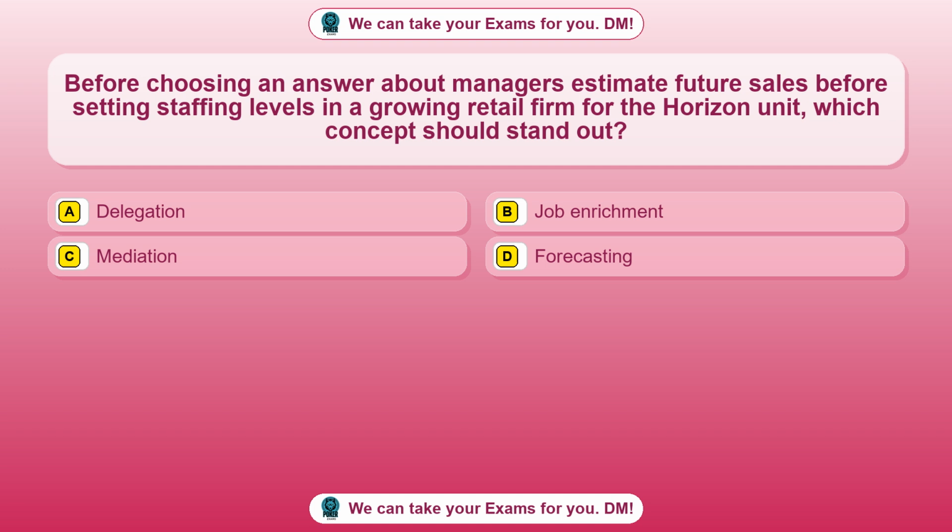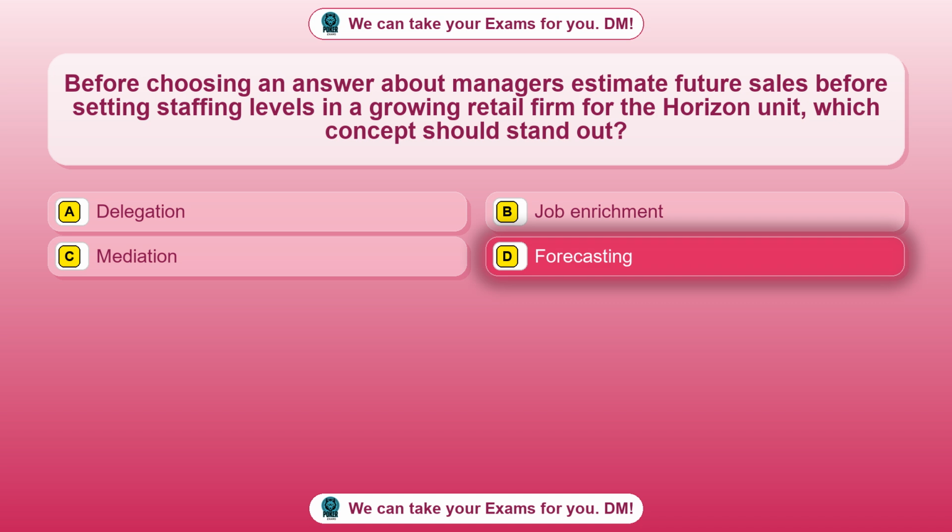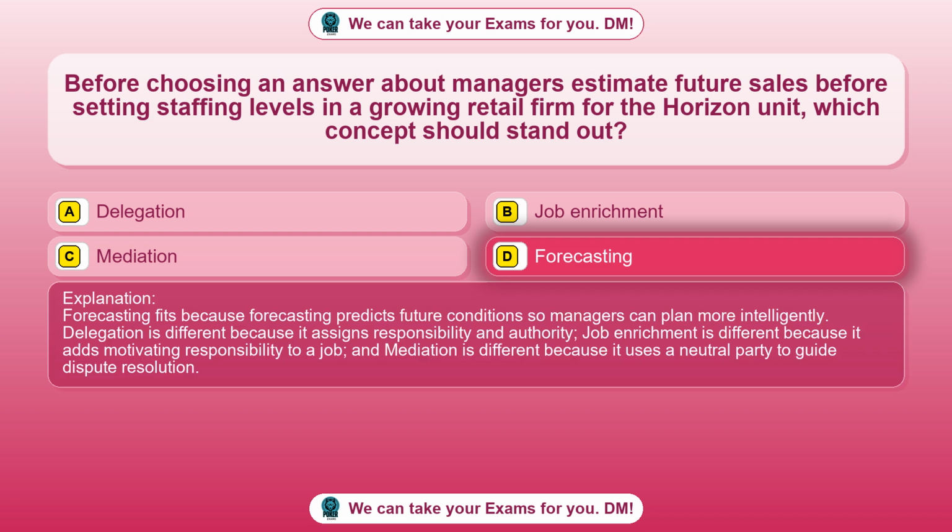Option A, delegation. Option B, job enrichment. Option C, mediation. Option D, forecasting. The correct answer is option D, forecasting. Forecasting fits because forecasting predicts future conditions so managers can plan more intelligently.